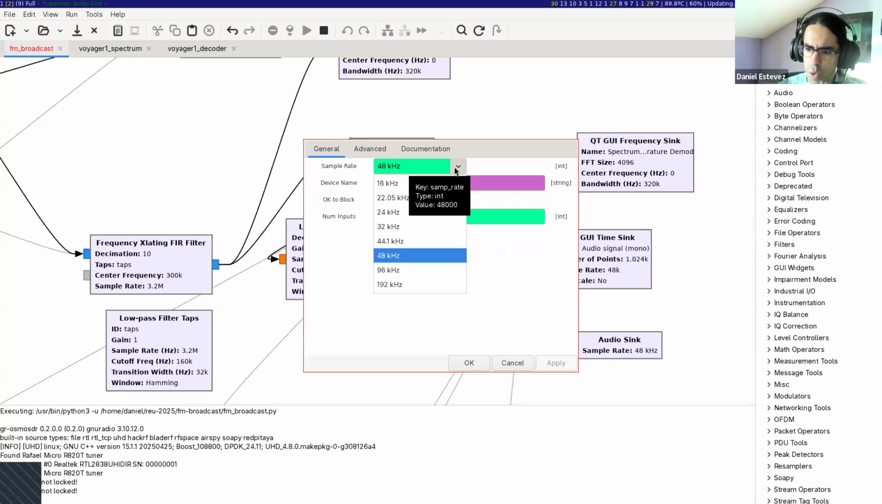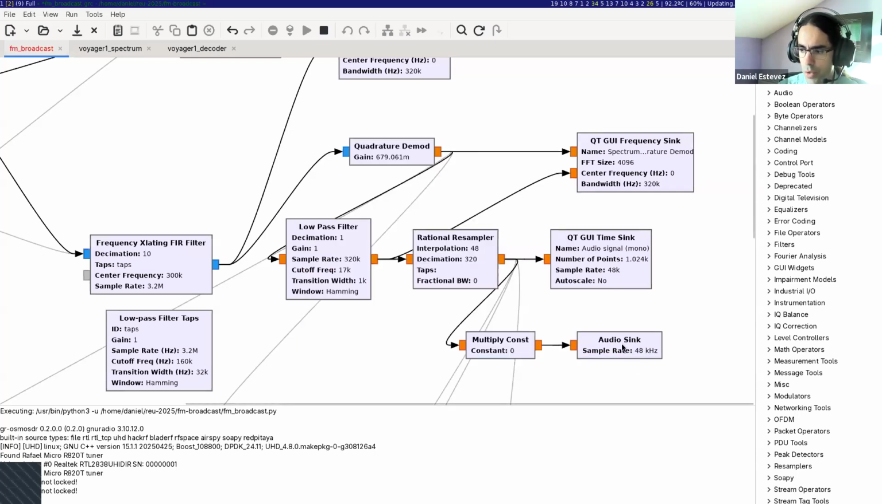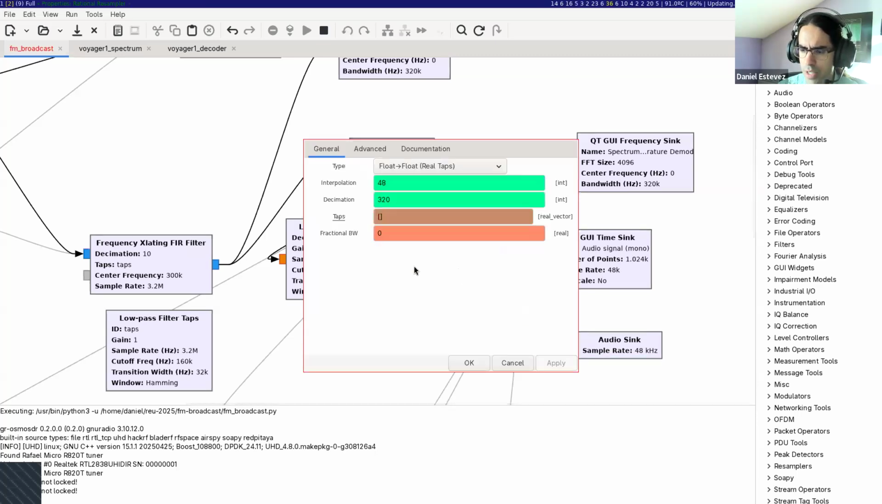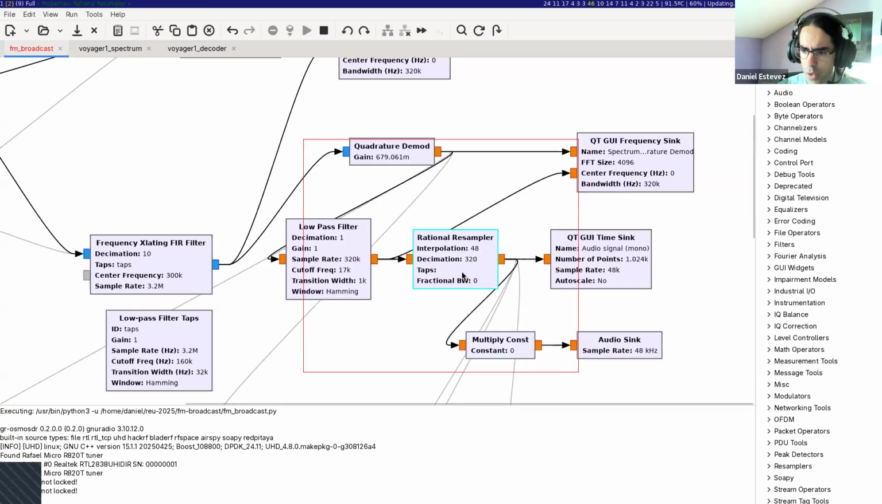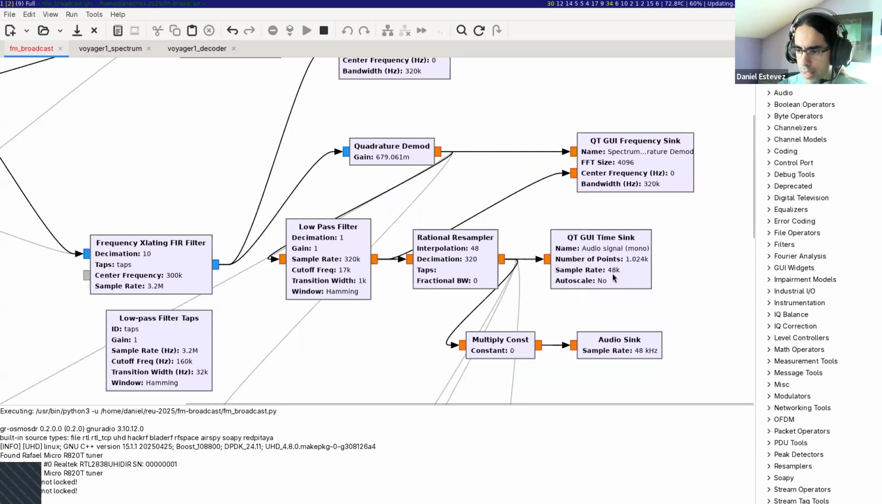Sound cards usually have a few sample rates they support. I already mentioned these in the first tutorial, and 48 kilohertz is a common sample rate many sound cards support. So we are going to use 48 kilohertz. How do we convert from 320 kilohertz to 48 kilohertz? We can do that with this rational resampler block. We say it needs to decimate by 320, it needs to interpolate by 48, and the net effect is multiplying the sample rate by 48 divided by 320. That is how we get from 320 kilohertz here to 48 kilohertz there.